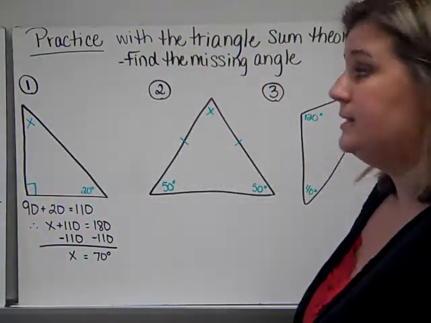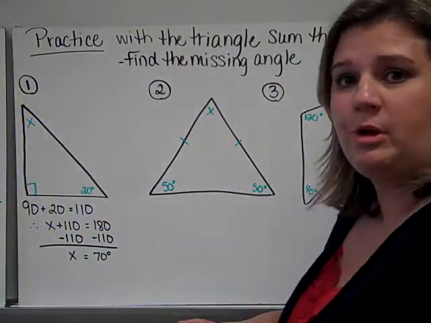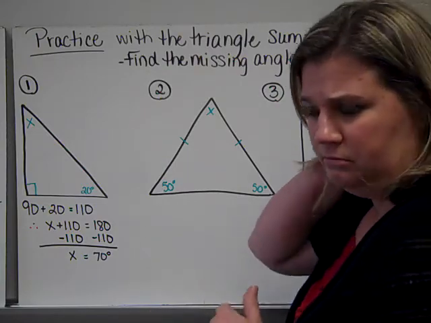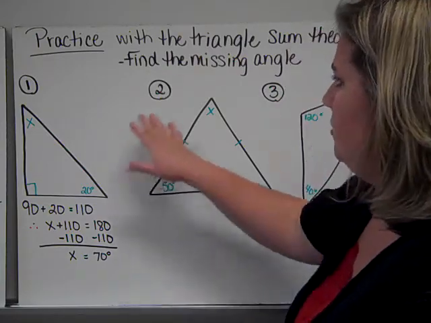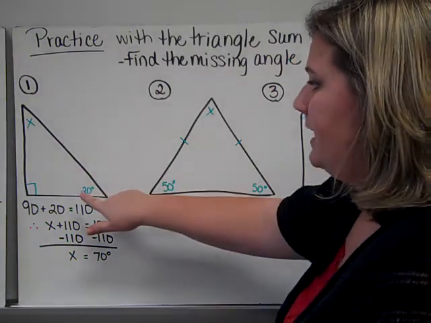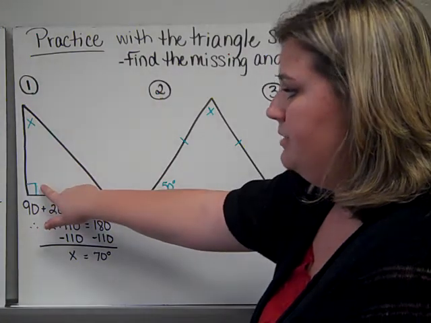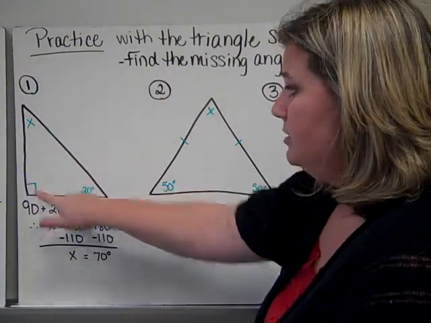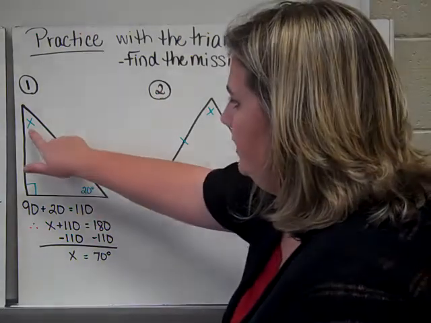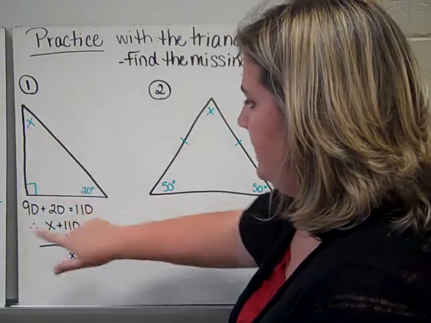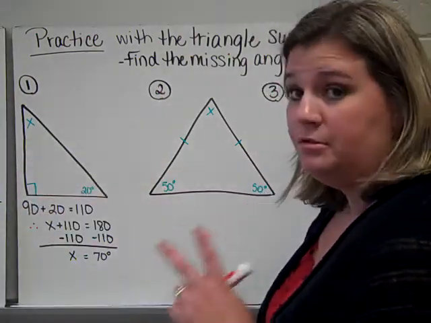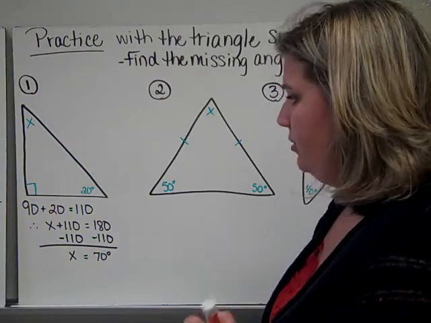All right, let's practice. I'm going to break this up for you. We're going to first practice with the triangle sum. This should be kind of a piece of cake for you. We're going to find some missing angles. In this first diagram, as you notice, I'm notating the right angle, and this one I'm missing, and this one is 20. So out of these three angles, I know two, and I'm looking for that third one.